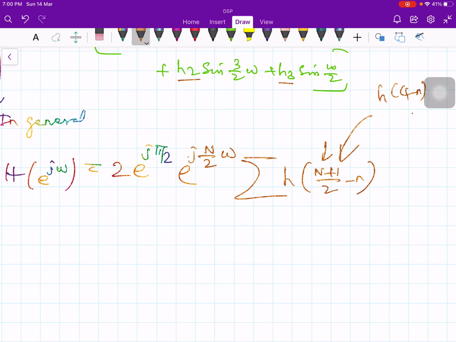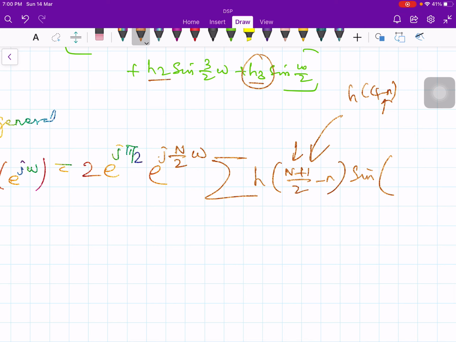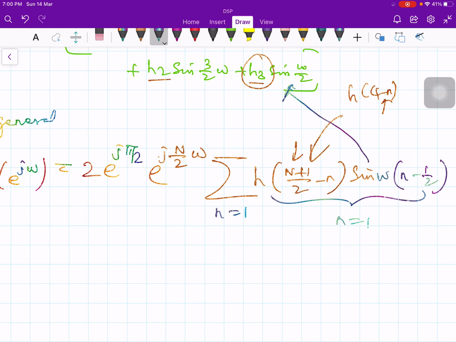When n is equal to 1, then you will get this term h3. And here sine of omega times (n minus 1 by 2). Now substitute n is equal to 1 in this expression, you will get this term. This term you will get, and for the next n you will get this term. So this is n plus 1 by 2. The upper limit is 4 if you take capital N is equal to 7.